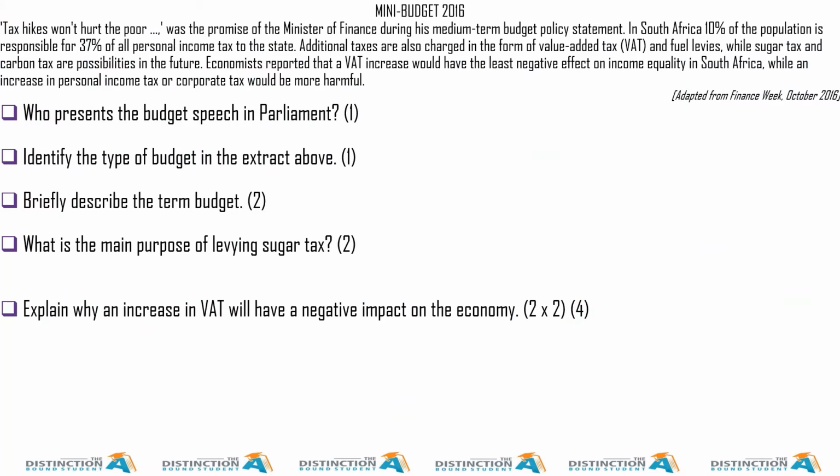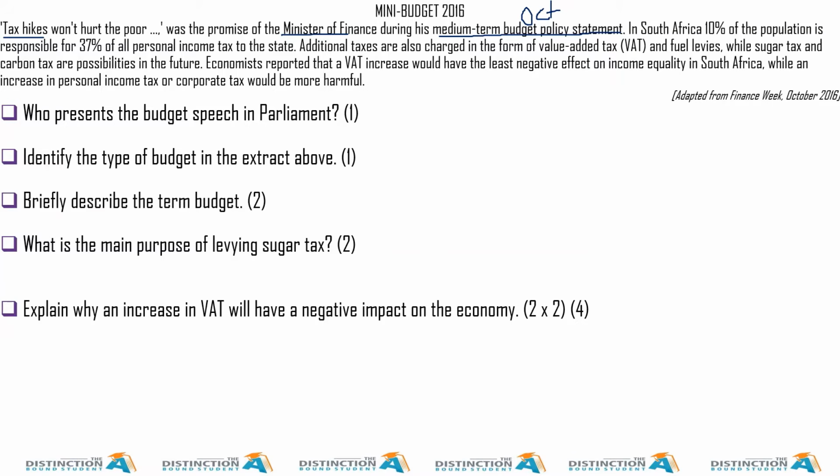All right, the next one will be mini budget 2016. And when you hear the word mini budget, you should know it's the October one, because the other one we normally call the main budget. Right, so let's have a look at what we'll see here. Tax hikes, okay, I'll underline this, won't hurt the poor, was the promise of the Minister of Finance during the medium-term budget policy statement. So it was in October.